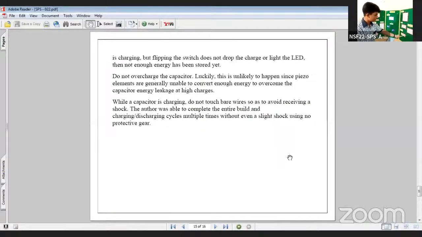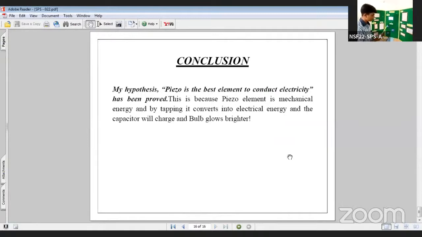The conclusion of my project is that my hypothesis, piezo is the best element to conduct electricity, has been proved. This is because the piezo element takes mechanical energy, and by tapping it converts into electrical energy, and the capacitor gets charged and the bulb glows brighter. So thank you.